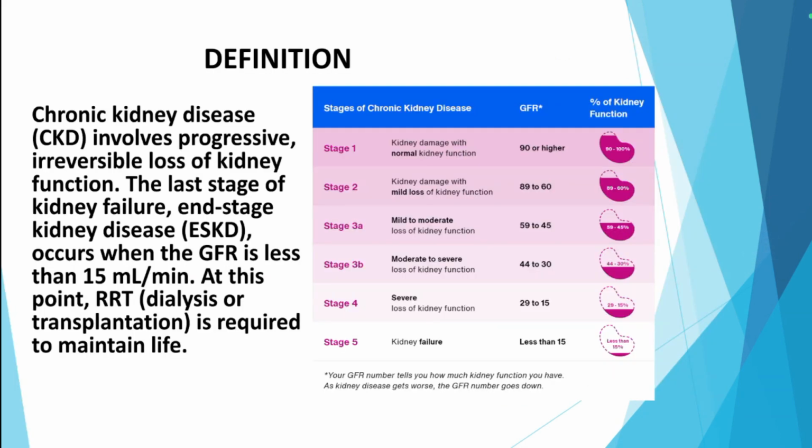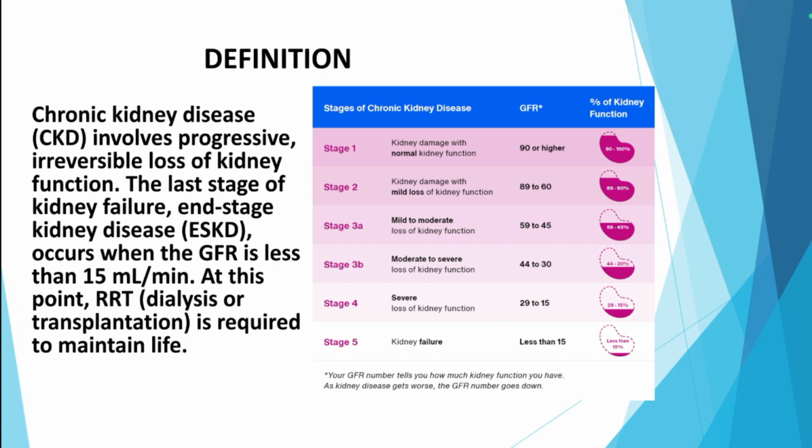So what is CKD? CKD, or chronic kidney disease, involves the progressive, irreversible loss of kidney function. So basically what happens is that in CKD there is a progressive and irreversible loss of kidney function.